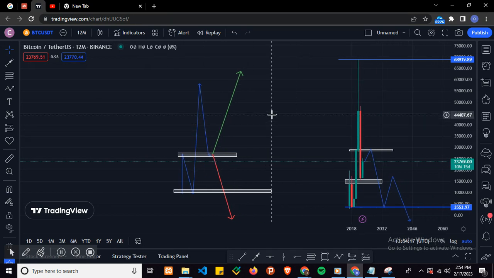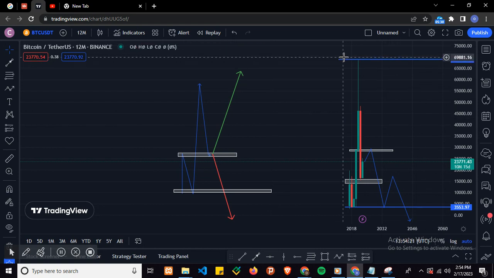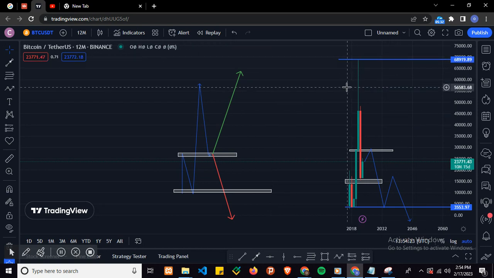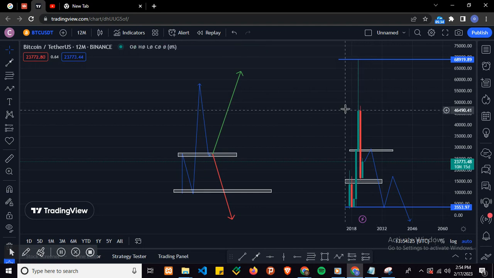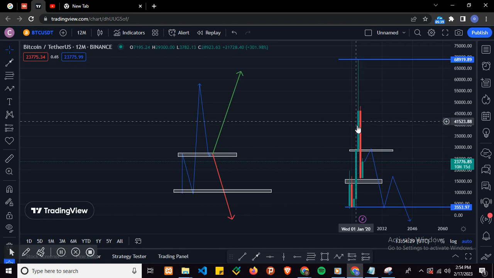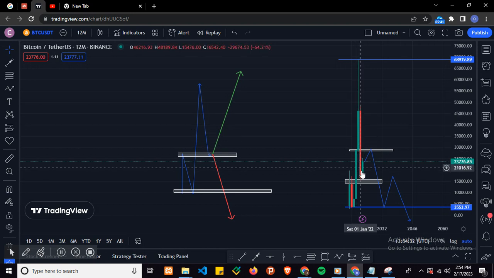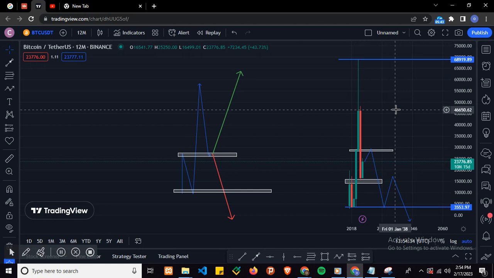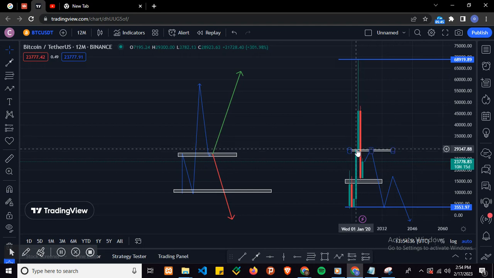Let's try to interpret this. We have the highest here, which is 69,000, and we have weeks here. Can you see that bullish engulfing, price rejection, boom, boom, boom, and see, throughout last year it was bearish. So can you see that bullish engulfing?